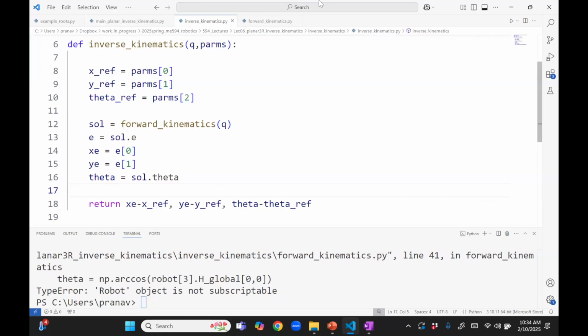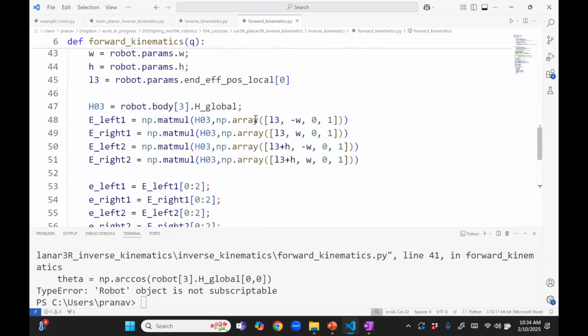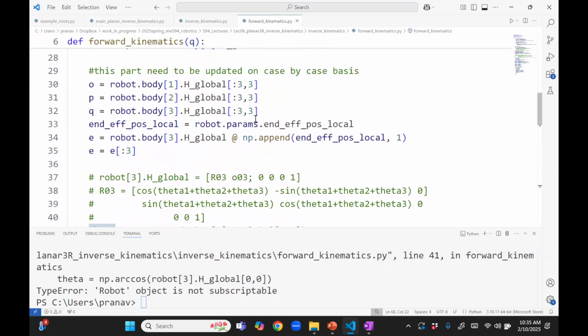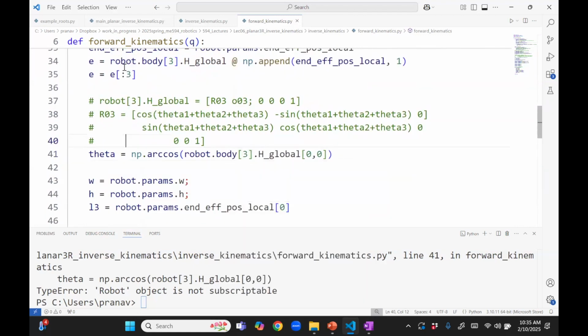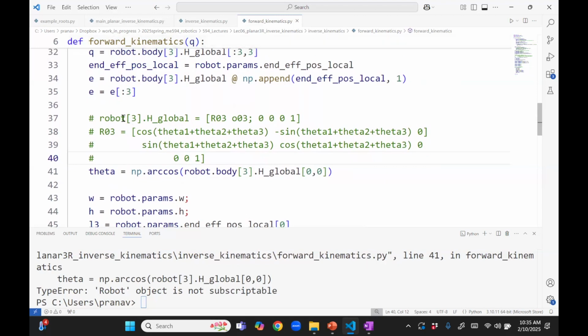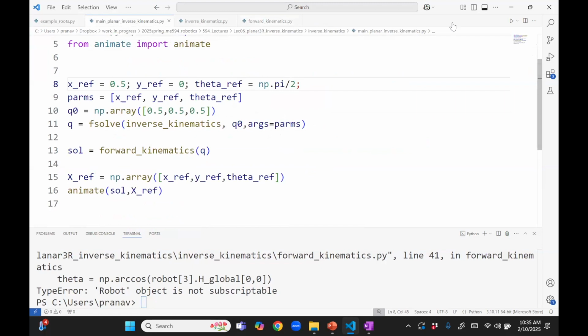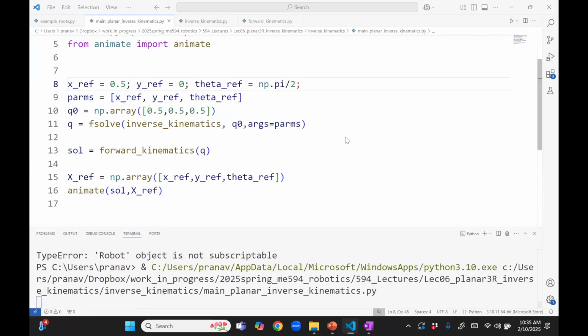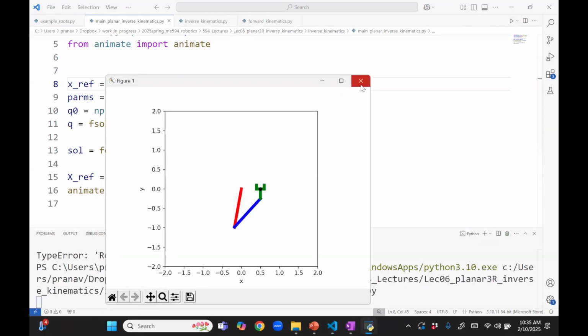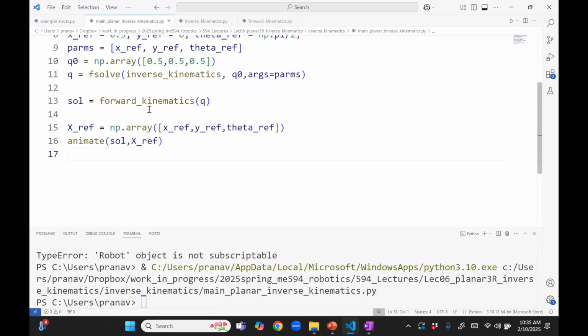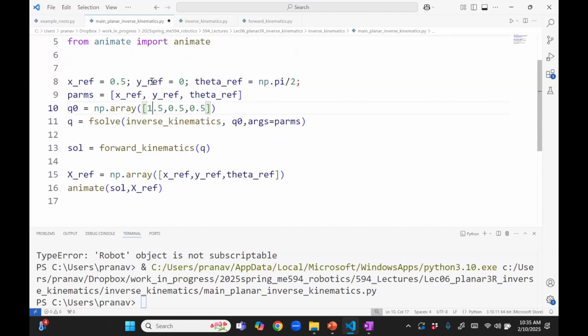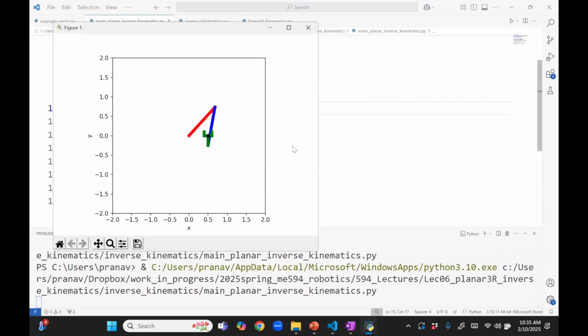Oh, it's the forward kinematics, my bad. Oh, yeah, robot.body. My bad. I should just follow this format. Okay, that's one solution. Remember, there are two solutions, so you can try the other one. I'm just going to guess that a different initial guess will give me the other one. Let's see if it does. Yeah, that's the other one.